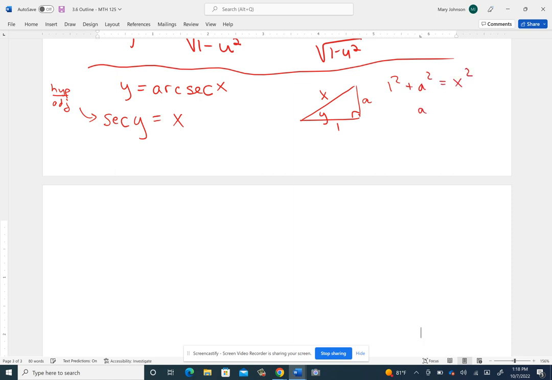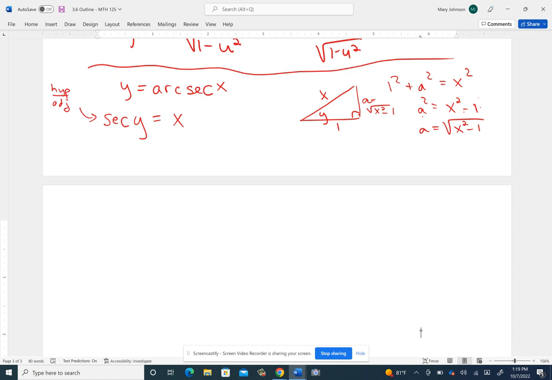And I'd wind up with a squared, and that would be 1 squared, but 1 squared is 1. I'd wind up with a squared equaling x squared minus 1. So a would equal the square root of x squared minus 1. Okay, so that's right here. All right, so now I'm going to get the derivative in there. So I'm going to do the derivative with respect to x.